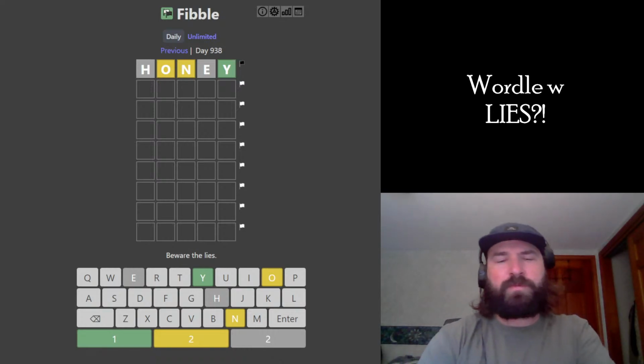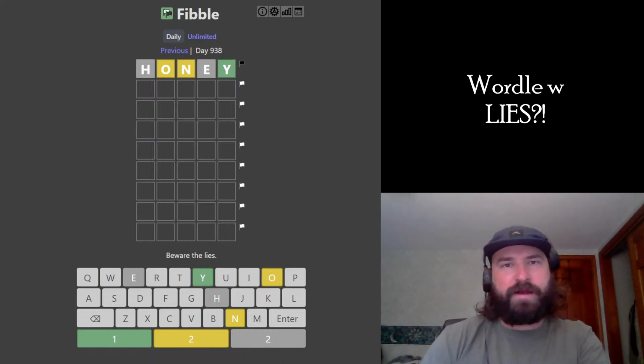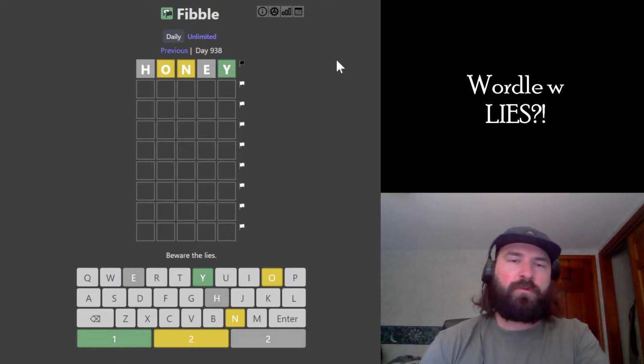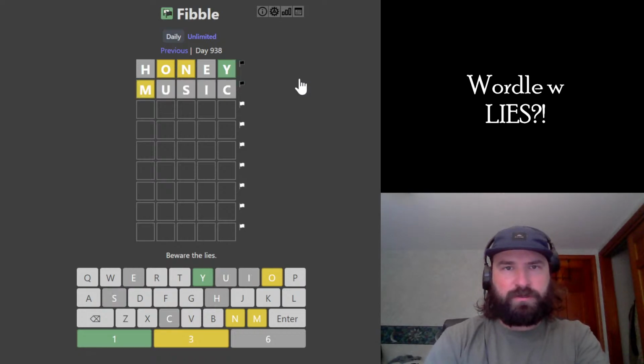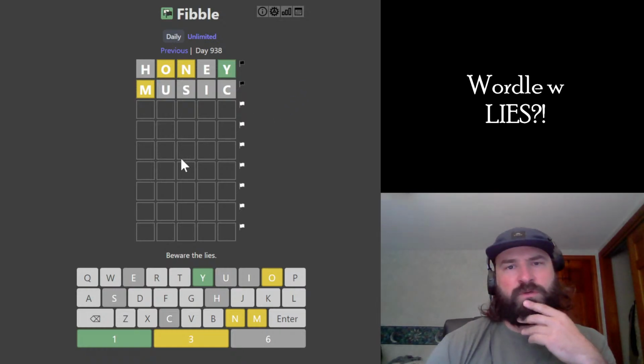I'll smash a fibble. Fibble's a word game that lies to you once a line, so one of these tiles in this first guess is the wrong color. We get 3 letters off the bat, so at least 2 of these letters have to be in, but I like to get 5 unique characters in right off the bat. Let's go music here.